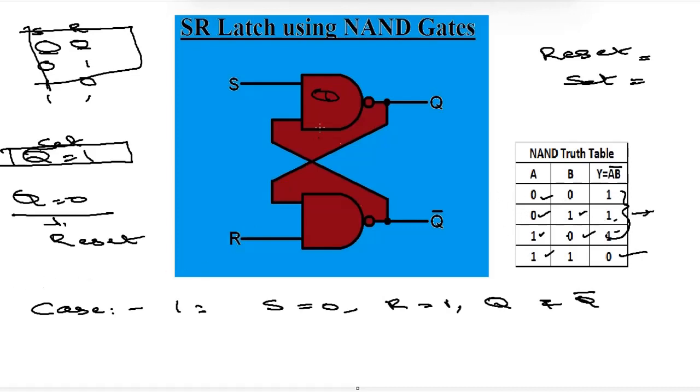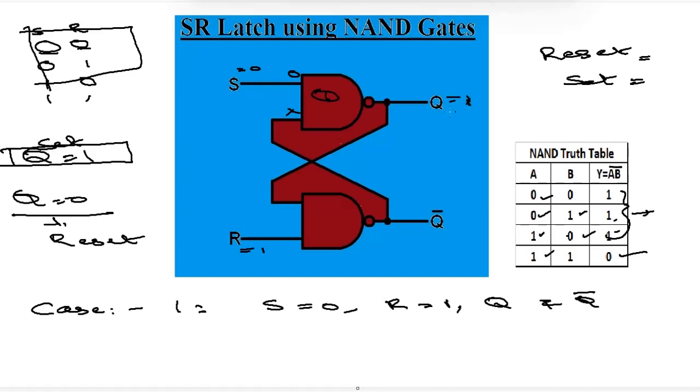Now see here. Now I am taking the S value as 0. Initially I am saying S value is 0, R value is 1. So now see here, the inputs of the first NAND gate: S is 0. So we don't check the Q bar value. Why? Because if any one input is 0, the output will be 1. In the NAND gate, any one input is 0. Now see the truth table. Any one input is 0, then the output will be 1.